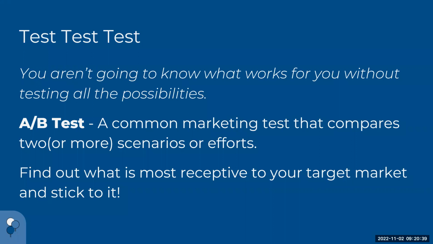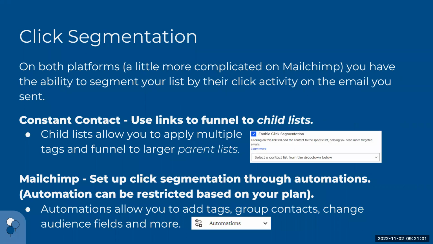So run a few A/B tests, and that's a common marketing test. You try to compare a few scenarios to get an idea of what your customer is going to engage with the most. And then find out what's most receptive to that market and stick to it for a good long while. Keep running it because as time goes on, you'll learn a little bit more about those pieces and you're going to be able to pivot. And we're going to talk about that a little bit later today.